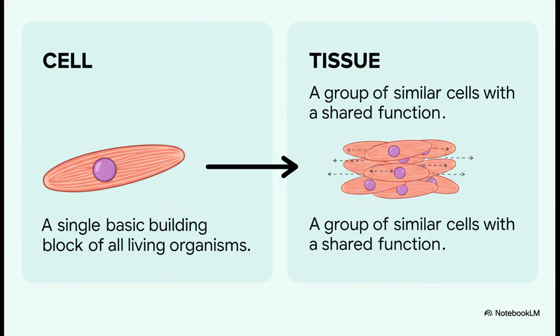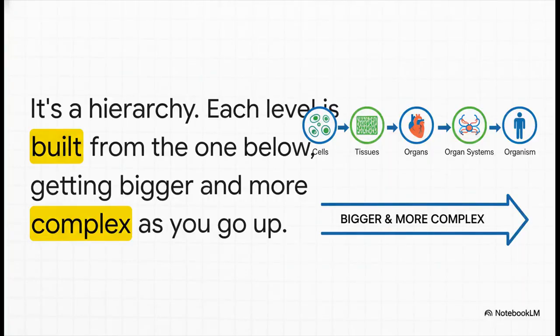So let's be super precise about this jump in scale. A cell is one single unit. A tissue is a large group of those similar cells. And an organ? That's a structure made from multiple different types of tissue. It's being able to explain that increase in scale and complexity at each step that's going to get you the top marks. So if you only remember one thing, make it this. It's a hierarchy. Just lock in that sequence.